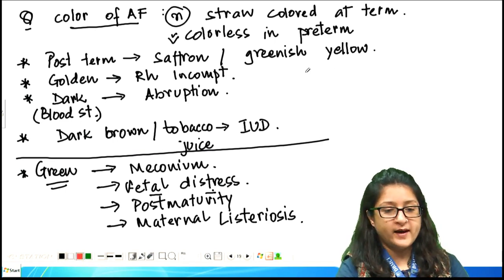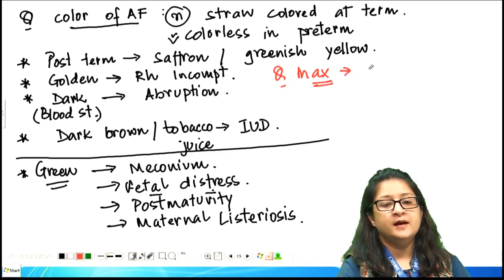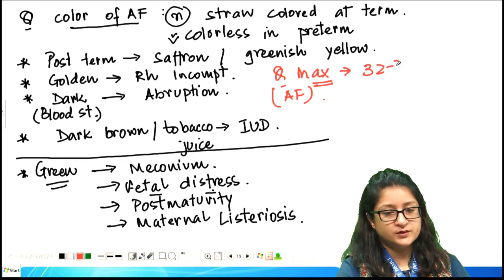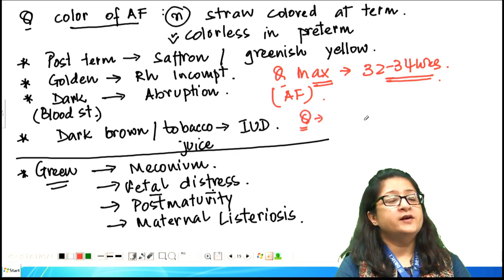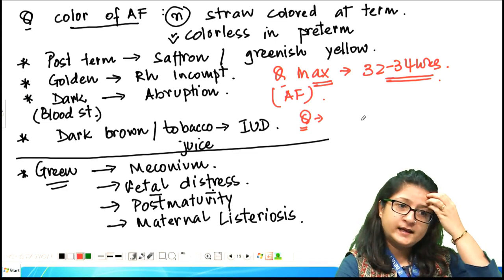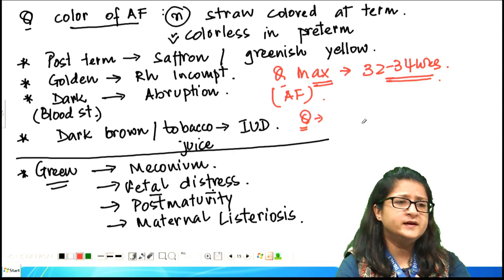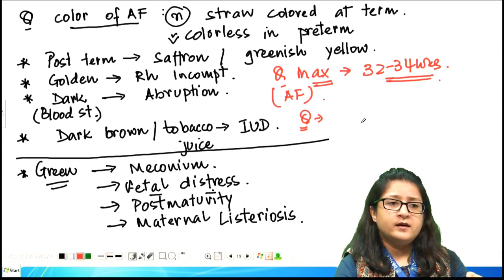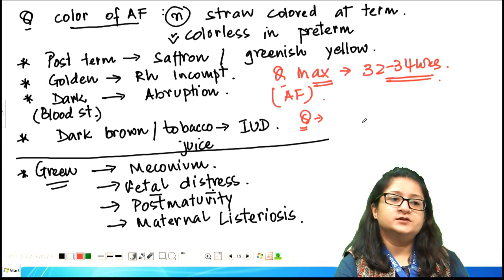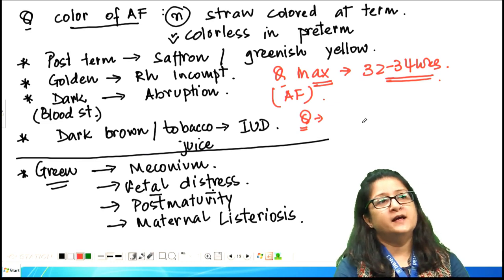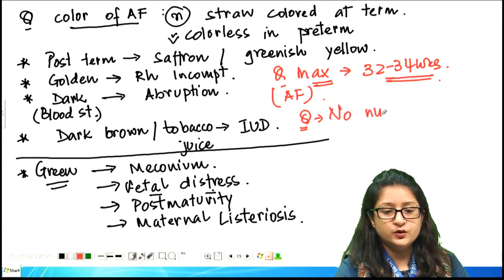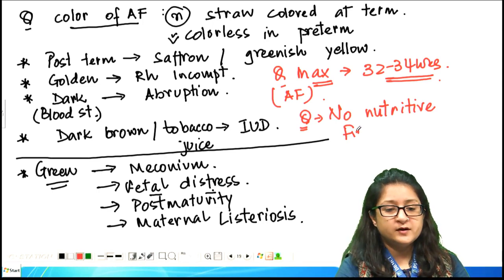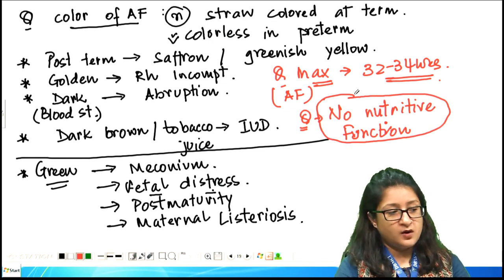Very, very important point, when is the amniotic fluid maximum? Amniotic fluid is maximum between 32 to 34 weeks. Amniotic fluid has various functions: it maintains the normal temperature around the baby, and it also acts like a shock absorber. It has protective functions for the fetus, allows the fetus to grow inside, gives it enough space and mobility and all that. But what is important to remember is that it has no nutritive function. Okay, so this is an important point, that amniotic fluid has no nutritive function. All right.